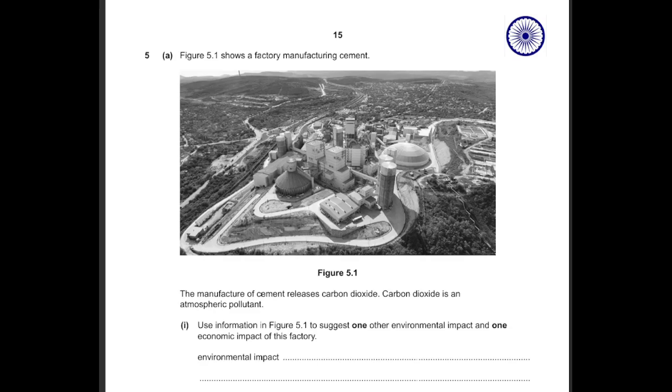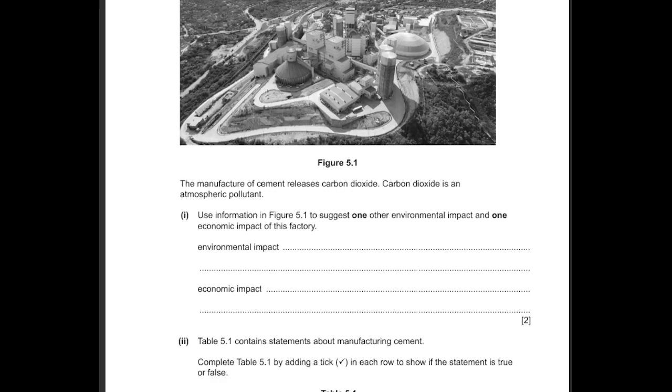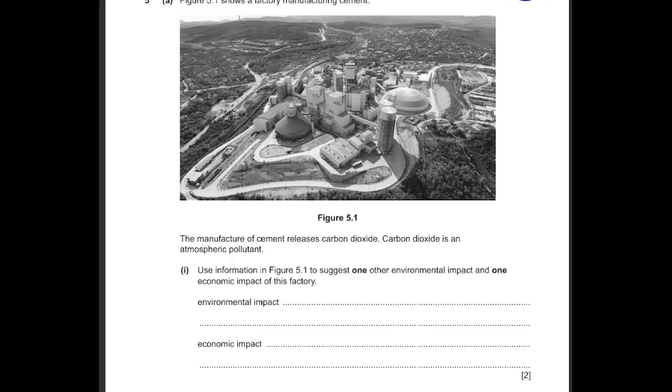Right. So let's move to the fifth question. Figure 5.1 shows a factory manufacturing cement. The manufacture of cement releases CO2, and CO2 is an atmospheric pollutant. Use information in figure 5.1 to suggest one other environmental impact and one economic impact of this factory. Now they are asking you about one environmental impact and one economic impact that this factory can lead to.